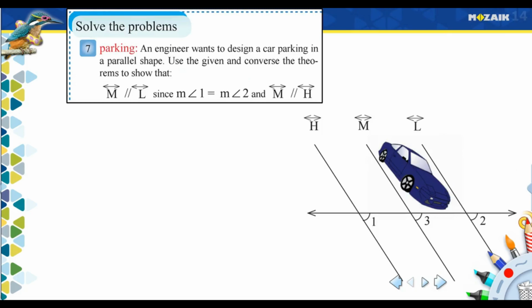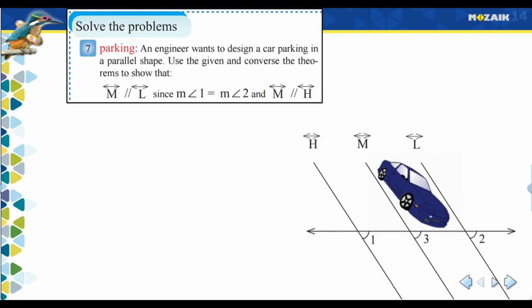A question from the problem solving. Question 7. Parking. An engineer wants to design a car parking in a parallel shape. Use the given and the converse theorems to show that line M is parallel to line L, since measure of angle 1 equals measure of angle 2 and line M is parallel to line H. Look at this, that is the parking of cars.